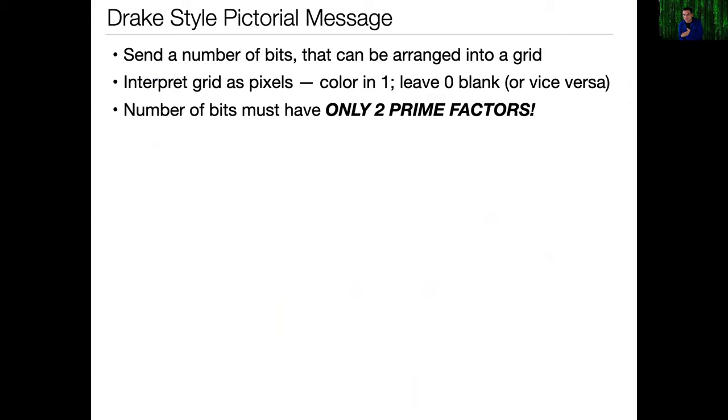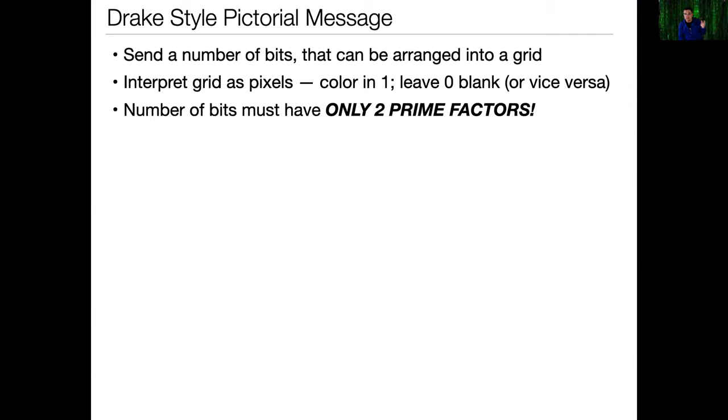So let's look at a message and decode it so you can see how it works. The first thing is you're going to make it into a grid, and you're going to decide to color in the grid rather than leave it as ones or zeros. So decide ahead of time which number you're going to color in. It doesn't matter which one, you'll get the same image either way. Here I'm going to color in ones, and I'm going to leave zeros blank.